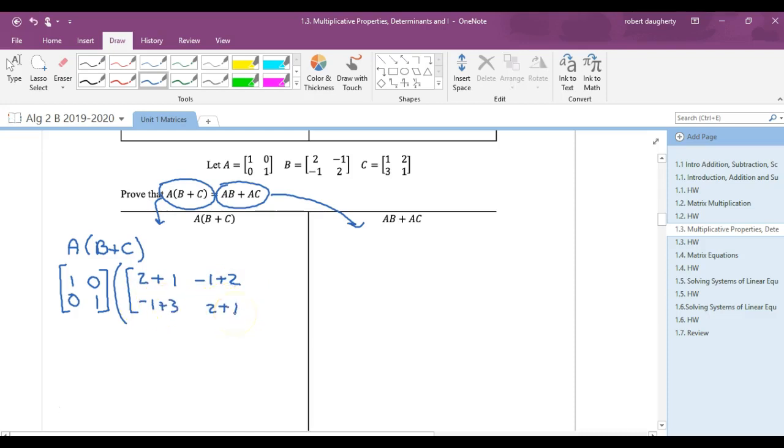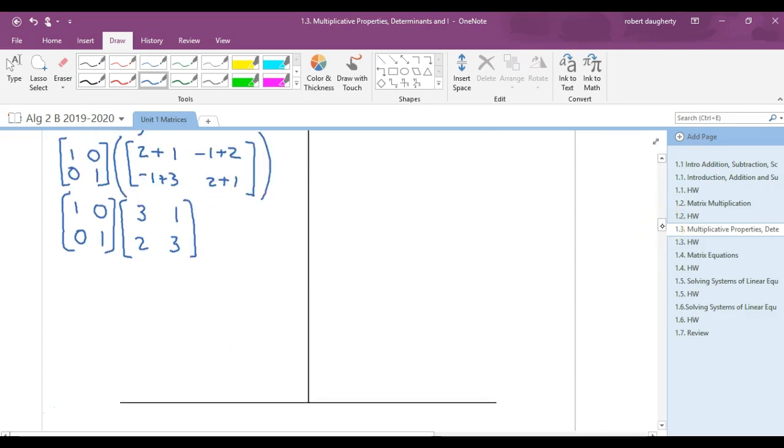Now, if you don't need to write this extra step, that's fine. So this is 1, 0, 0, 1 times 3, 1, 2, 3. And now I just multiply these out. What would the size of the answer matrix be? A 2 by 2 matrix.